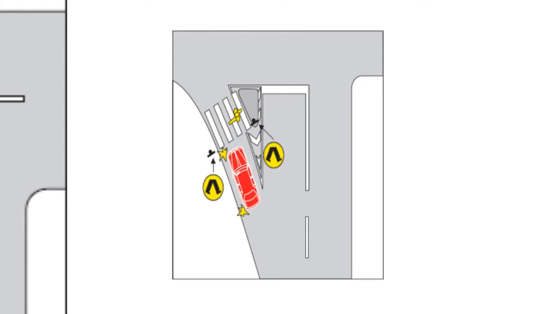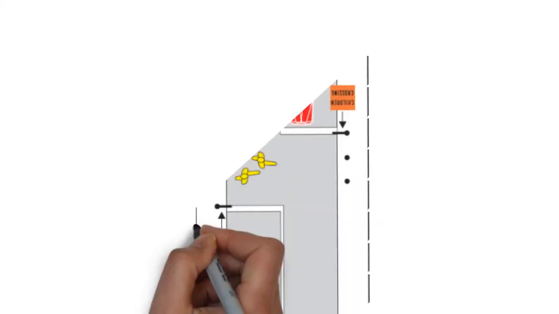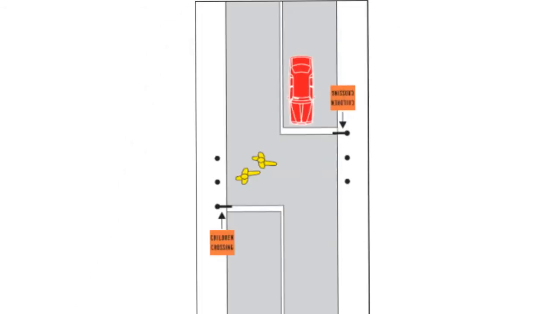In regards to slip lanes, you give way to any pedestrian crossing the road you're turning into. So that pretty much covers it for intersections. So I just want to quickly talk to you now about crossings.